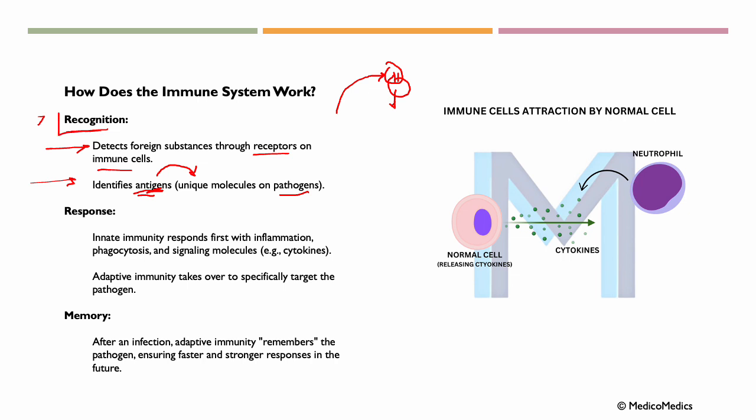Then, after talking about recognition, recognizing this unknown pathogen, let's say, we need a response. So the innate immune system responds first with inflammation, with phagocytosis, and signaling molecules. For example, cytokines. After that, our adaptive immune system takes over to specifically target the pathogen.